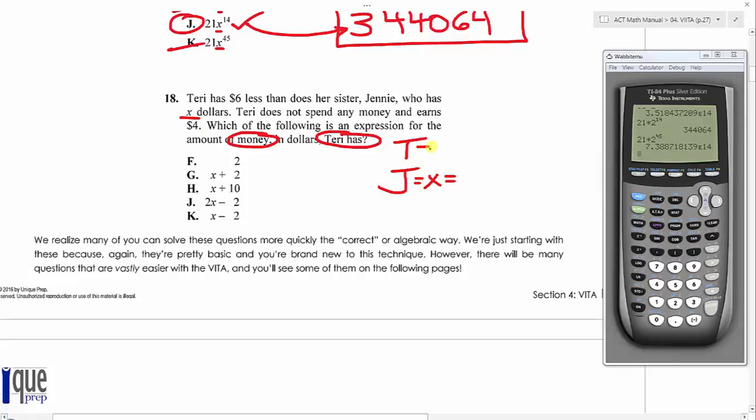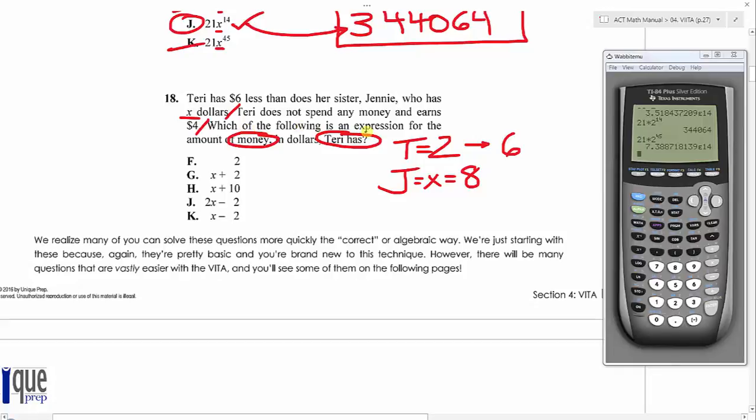So we really can just do T equals and X equals. First phrase here says that Terry has $6 less than her sister Jenny. So I'm going to make Jenny have 8. And since Terry has $6 less than her sister Jenny, that means Terry has 2, which is $6 less than 8. This says Terry does not spend any money and earns $4. That's the next phrase. So we're going to go ahead and increase this by $4. That means she has $6.